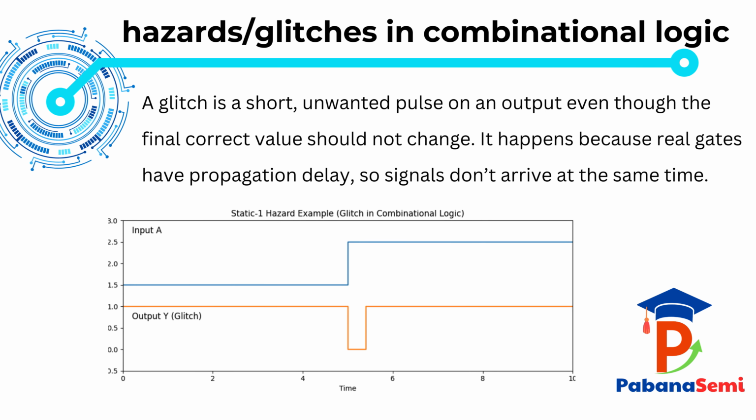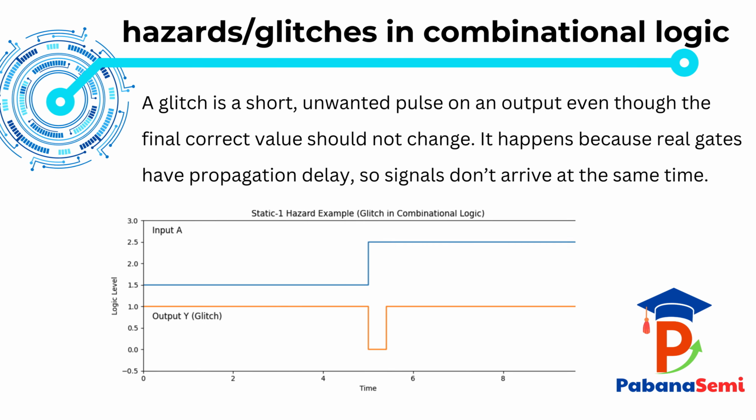Now let's discuss an important real-world issue in digital circuits: hazards, also called glitches. A glitch is a short, unwanted pulse that appears on the output, even though logically the final correct value should not change. Why does this happen? Because real logic gates are not ideal.